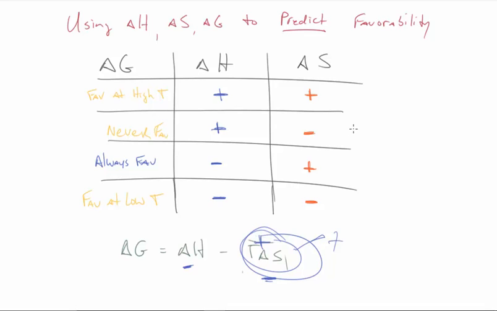So we need to understand these two right here are the easiest ones to remember, and then favorable at high temperature, low temperature, those are a little bit trickier to get into, but make sure that you understand where we get them all from. Now, we do want to point out as well that there is a limitation to this delta G value.